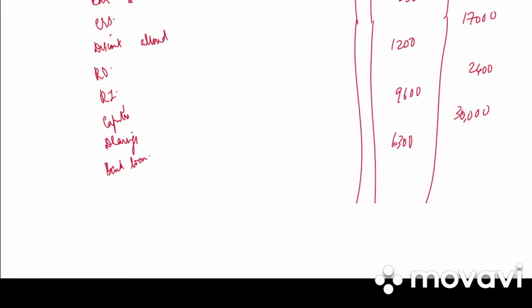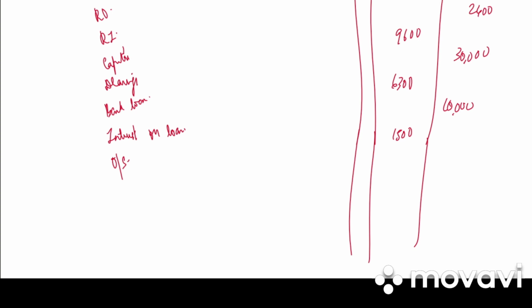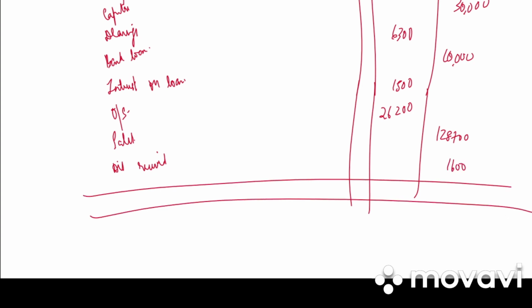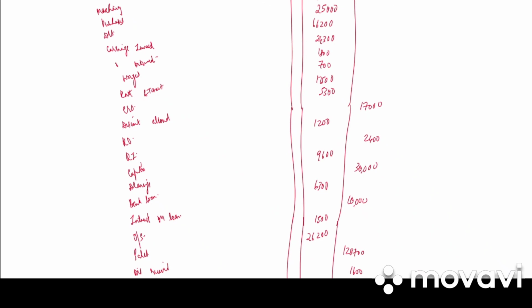Bank loan 10,000 credit side, interest on loan 1,500 debit side, opening stock 26,200 debit side, sales 1,28,700 credit side, discount received 1,600 credit side. So what is the total of a trial balance? 1,89,700. 1,89,700. Our trial balance is correct, which means whatever we have drafted is right.